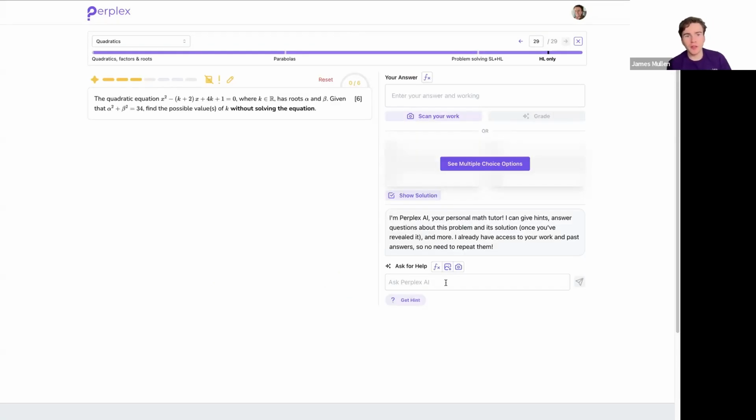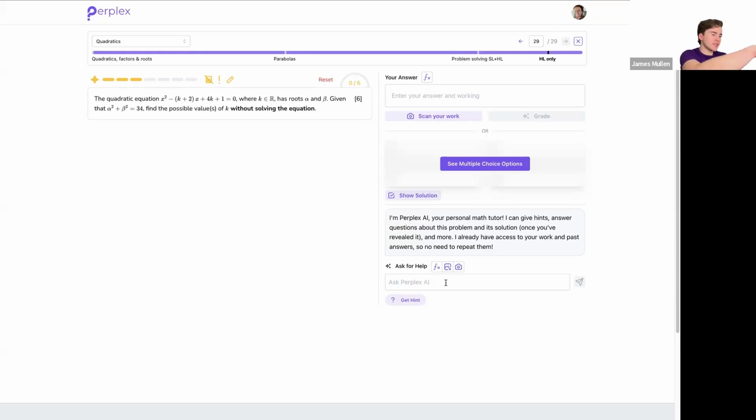All right, so I have a problem here that tells me that I have a quadratic equation, x squared minus (k plus 2)x plus 4k plus 1 is equal to 0, and the roots are alpha and beta. We're told that alpha squared plus beta squared is 34, and we're asked to find the possible value or values of k without solving the equation. So the key here is to think about Vieta, the sum and product of the roots.